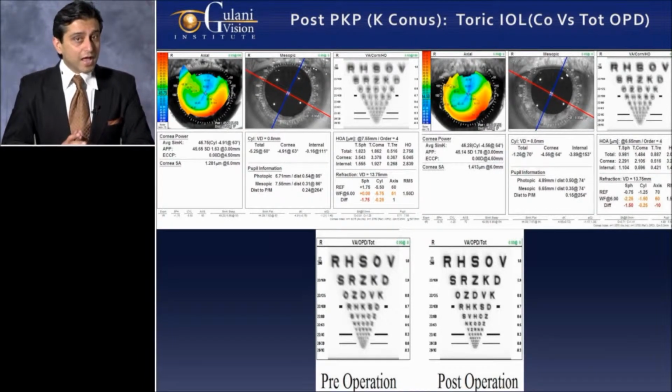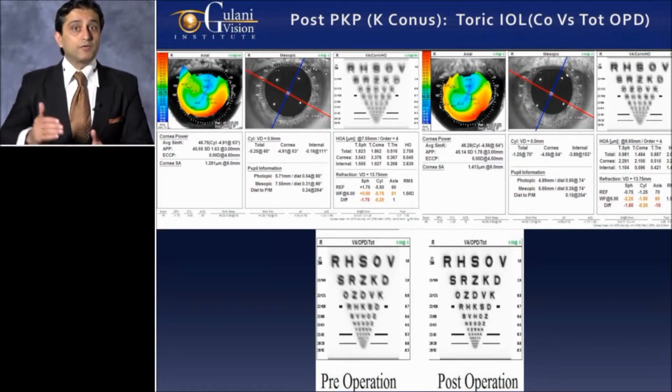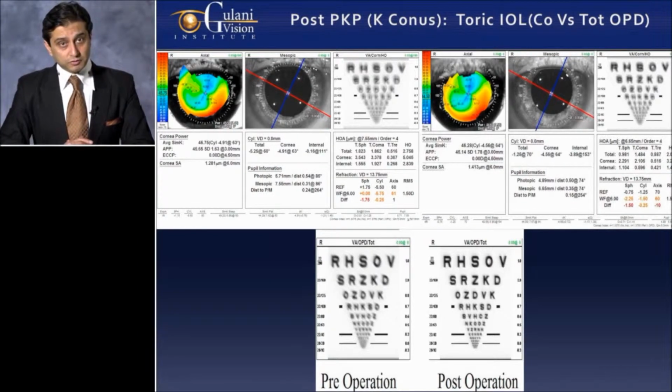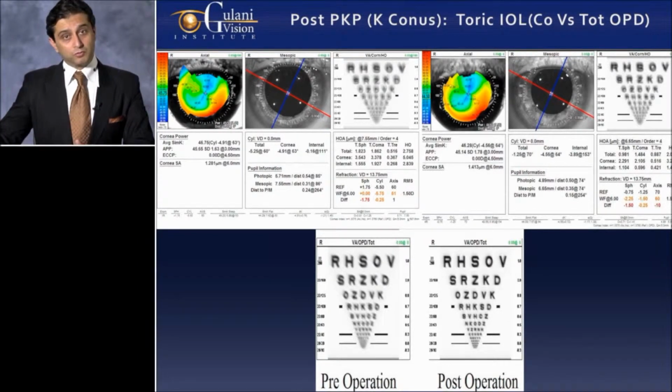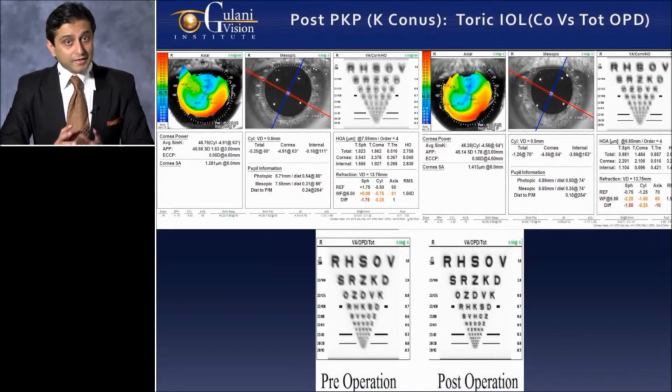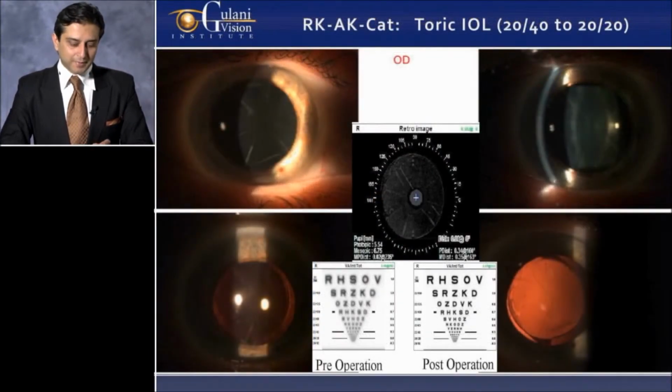So if this patient was not happy because I saw that the cornea had irregularity from his transplant, I would have done a laser surface ablation on this cornea to further improve his visual quality, again guided by how much of that is affecting the patient in his vision. And now let's go to another case.